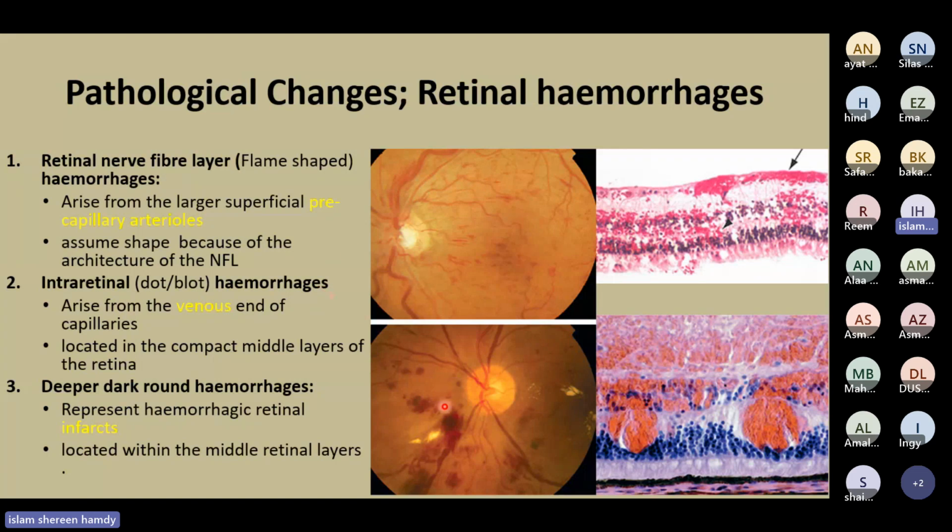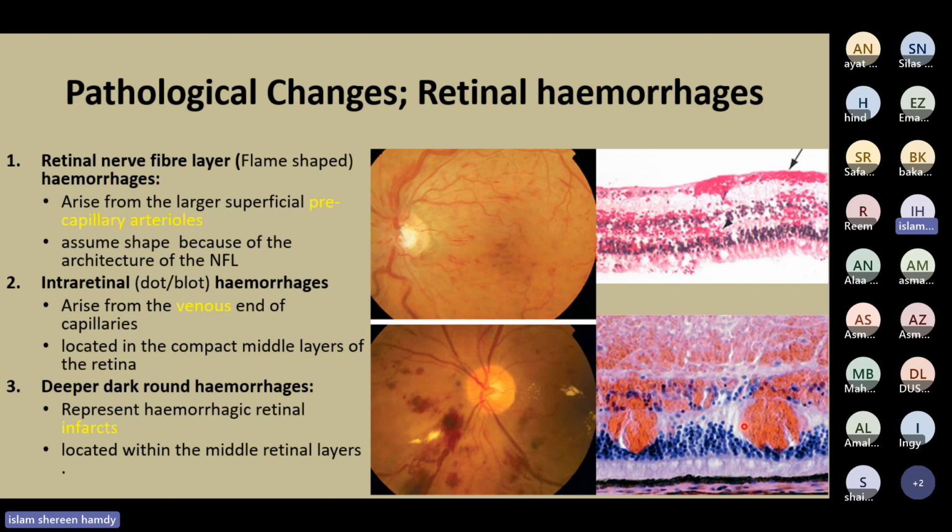On the other hand, we have what we call the dot hemorrhages. The small ones are called dot hemorrhages. The large ones are called blot hemorrhages. Those occur at the outer retina, in the deeper layers of the retina. And because they occur at the outer plexiform and outer nuclear layers, they assume this blot and dot shaped appearance.